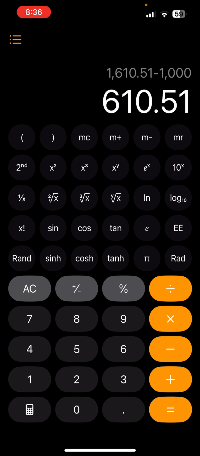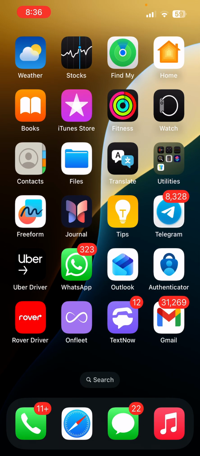All right, now this is $610.51 more than your principal. So this amount over here, $610.51, is your interest. So this is how much you would earn on your principal of $1,000. So that's basically your future value.